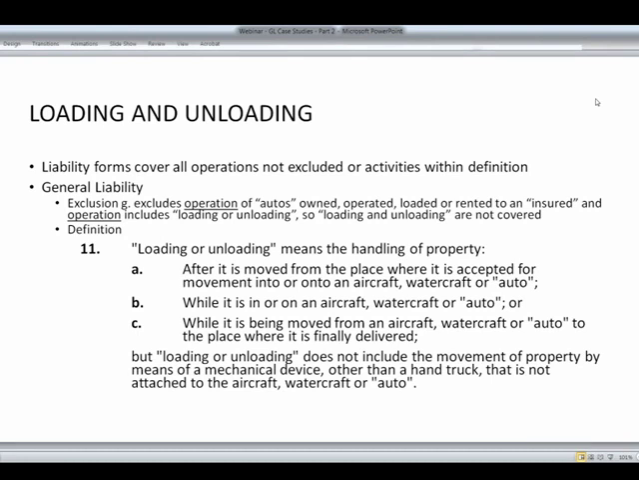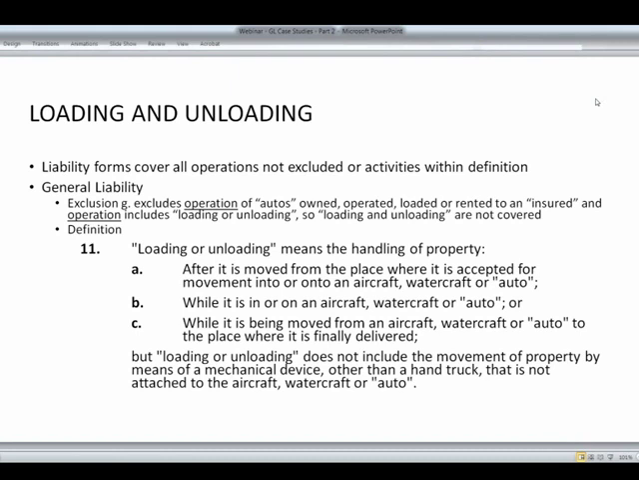So what this says is that there's no coverage on the general liability after the item is moved from the place where it's accepted for movement onto the auto, while it's being transported or while it's being unloaded until it gets to the final delivery.